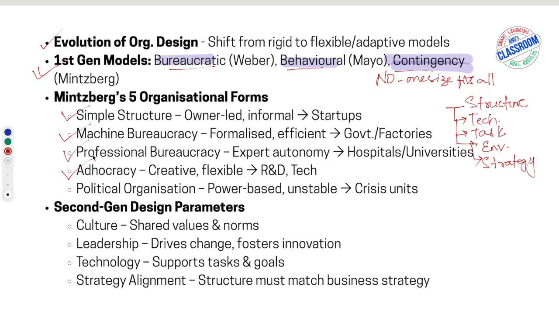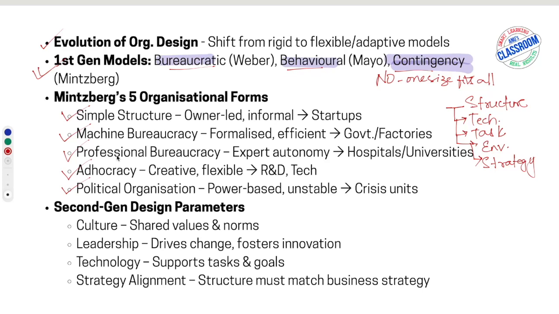Whereas, if decisions are often driven by power or internal conflict, like crisis situations or unstable environments, then it is better you have a political structure for your organization, which is power based. It is highly unstable, best suited when there is a crisis or something like that. But yeah, this is also one of the types of organization forms that Mintzberg has identified. So, according to this model, if you are putting a startup in, say, technology or something like that, you better choose adhocracy. But if you are going to run a manufacturing plant, then better go for a machine bureaucracy type of structure. So those were the classic models.